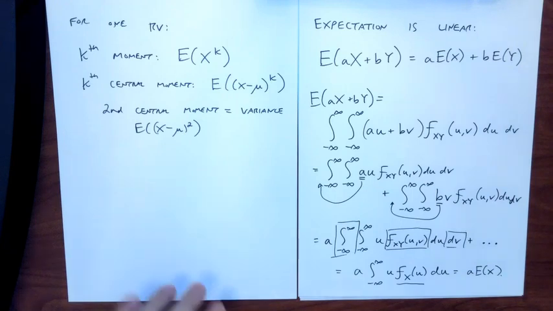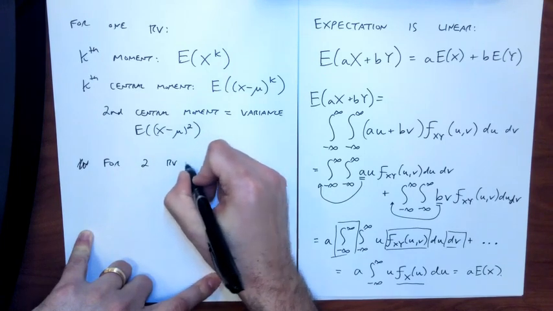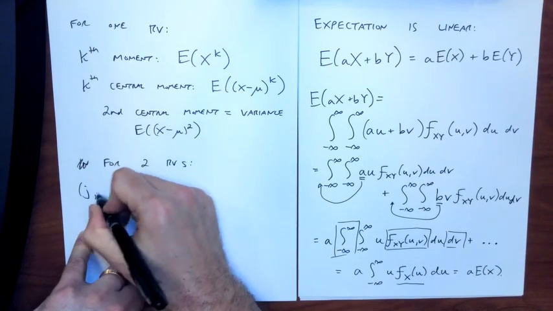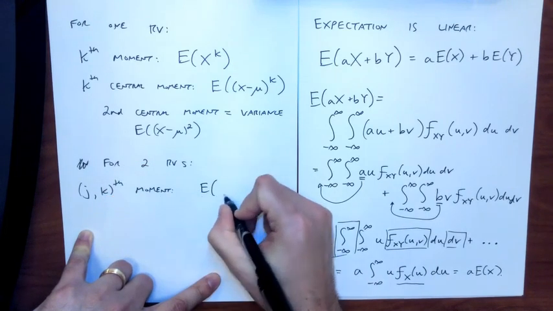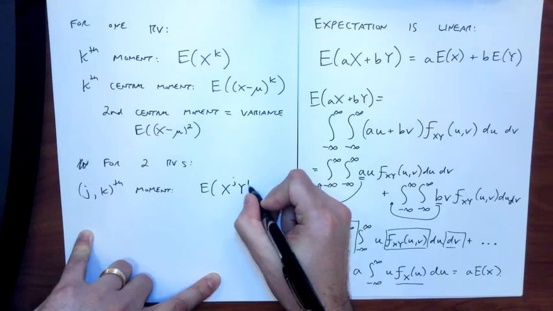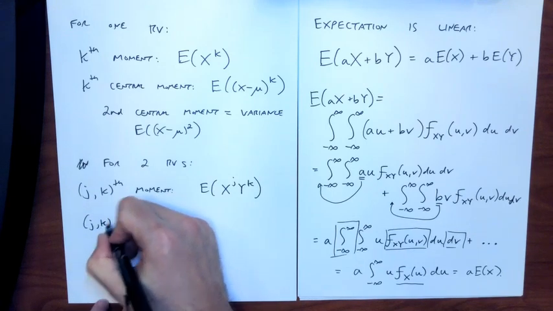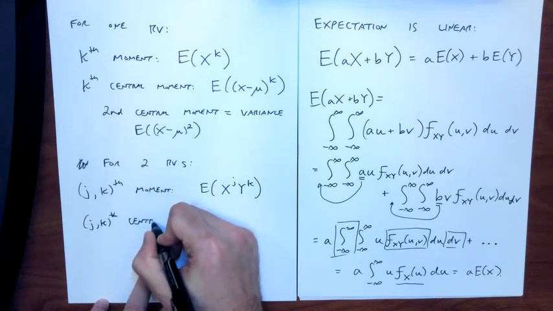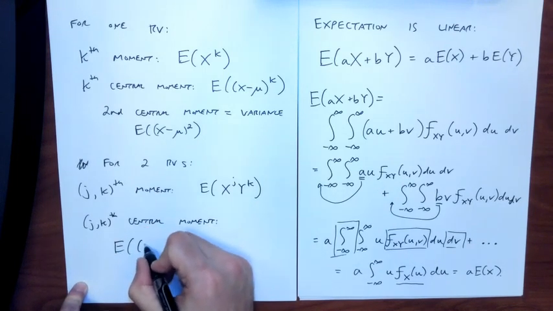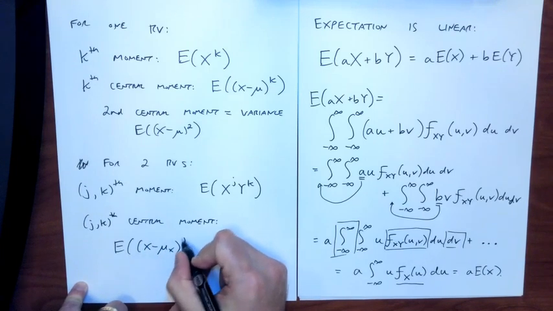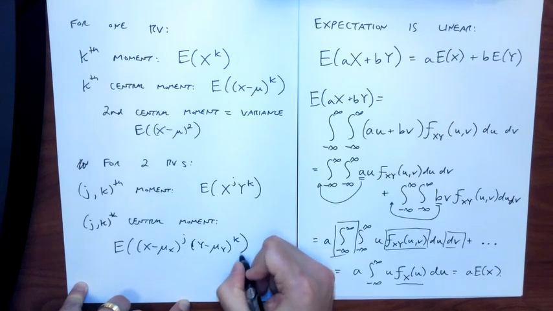So there are these definitions of things like, for two random variables, the j comma kth moment, which would be the expected value of x to the j, y to the k. And then the j, kth central moment would be what I get if I subtract off the means first. So I could say expected value of x minus the mean of x to the j power, and then y minus the mean of y to the k power.